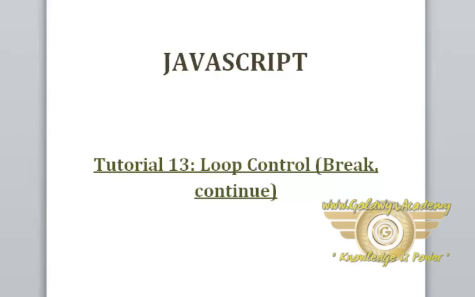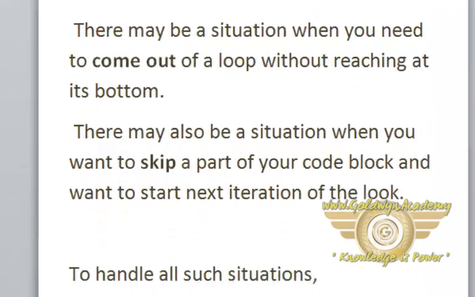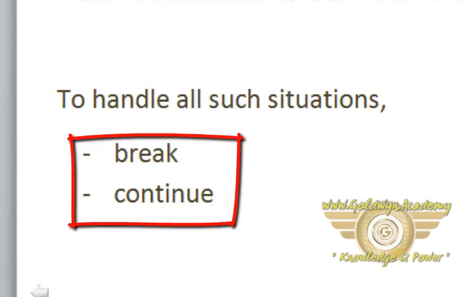In this tutorial, we will learn about the loop control. JavaScript provides full control to handle your loops and switch statement. There may be a situation when you need to come out of a loop without reaching at its bottom. There may also be a situation when you want to skip a part of your code and want to start next iteration of the loop. To handle all such situations, we can use break and continue statement.